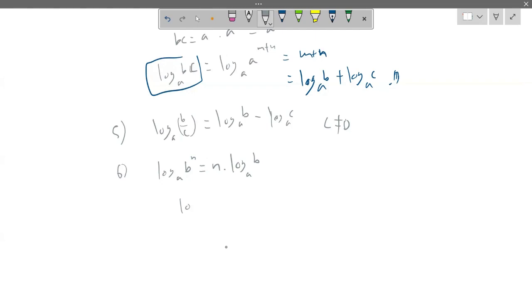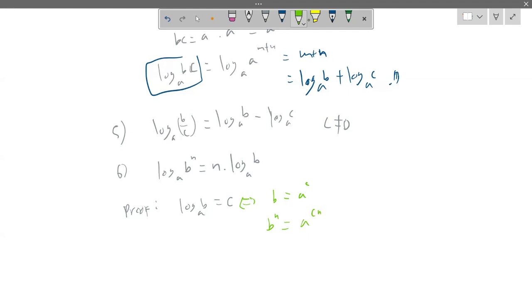So you assume log B base A to be equal to C. So this would have an equivalent definition of B equals A to the power of C. Now, what if we take the power of B? So we take both sides to the power of N. So B to the power of N equals A to the power of Cn.